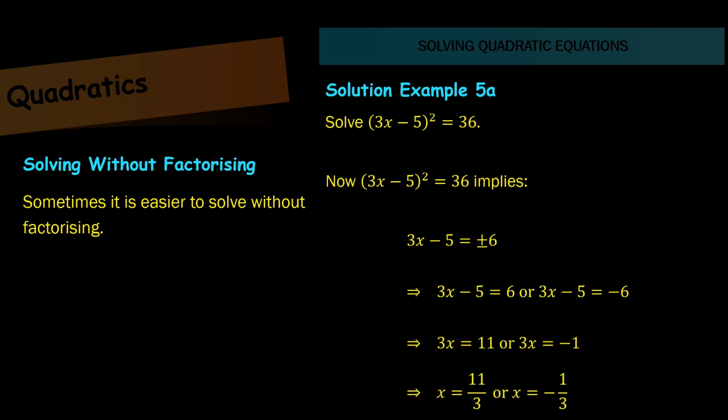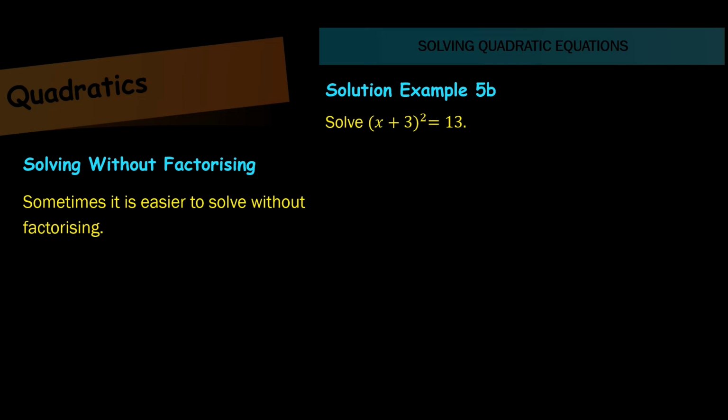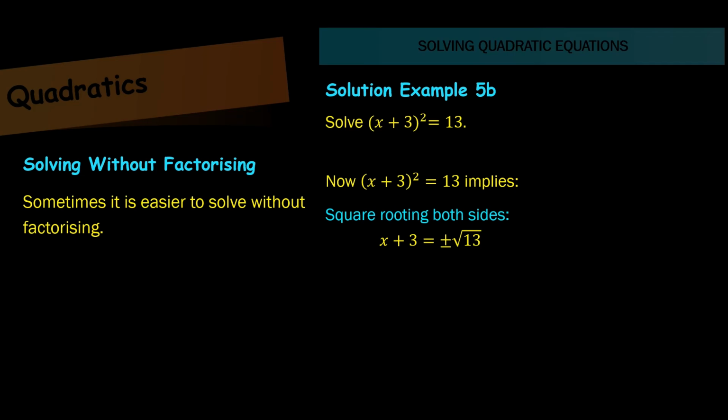Now let's solve part B. Notice that if we square root both sides, we get a nice neat expression on the left-hand side in particular. Square rooting both sides gives us x plus 3 on the left and plus or minus square root of 13 on the right, as shown. So we have that x plus 3 equals plus root 13 or x plus 3 equals minus root 13.